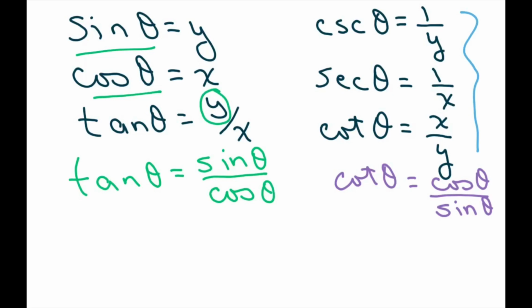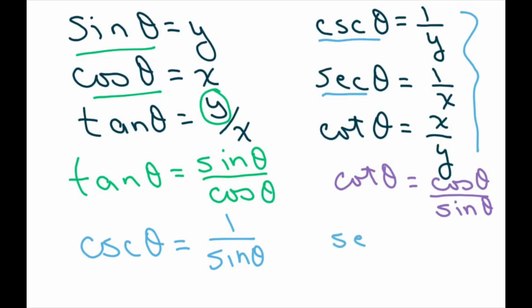Now, on these two, we can say that cosecant of theta is 1 over y, which is 1 over sine. And secant of theta is 1 over x, which is 1 over cosine. And similarly, we can just go back and forth on that.